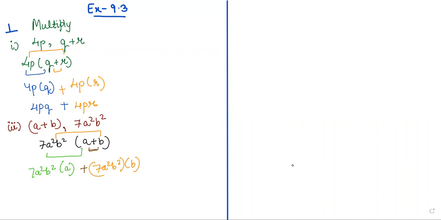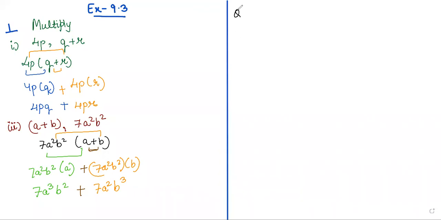Now on multiplying 7a square b square by a, we get 7a cube b square. Put the sign of plus as it is. Now write 7a square as it is. B square into b is b raised to the power 3. Now remaining part of this question you will do by yourself.